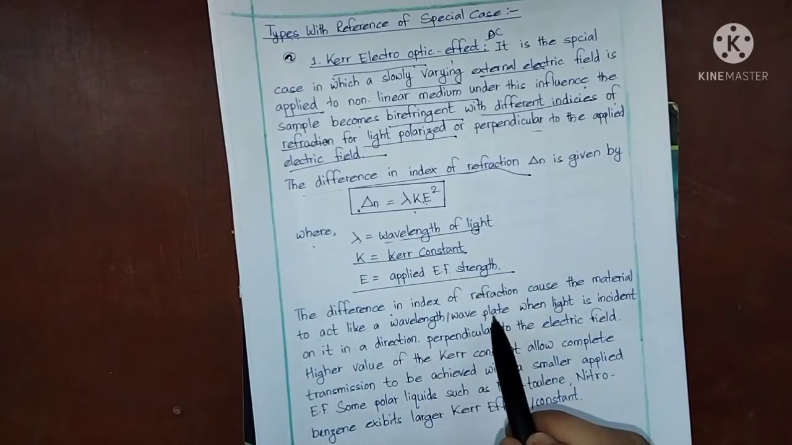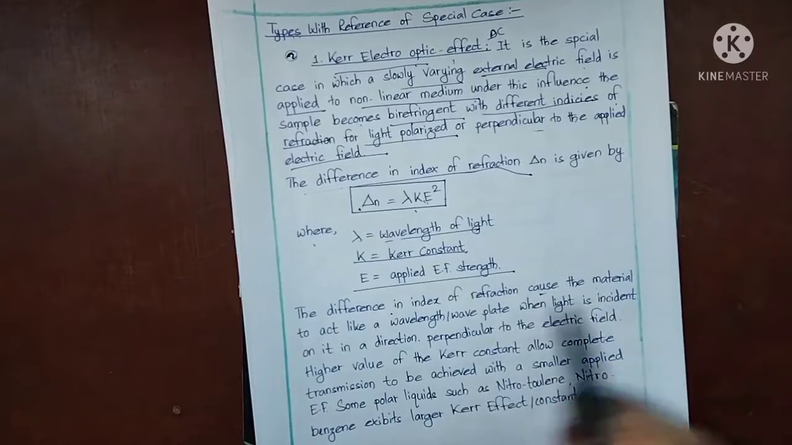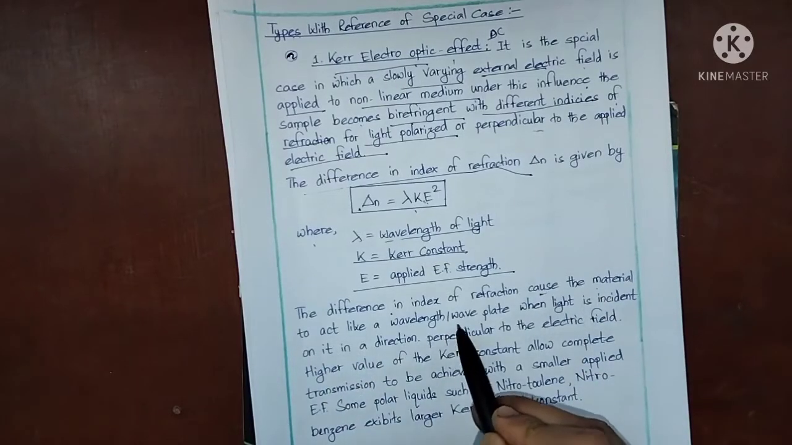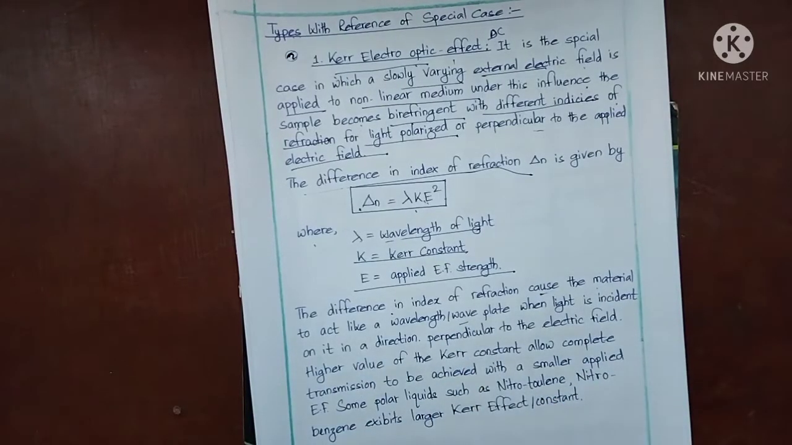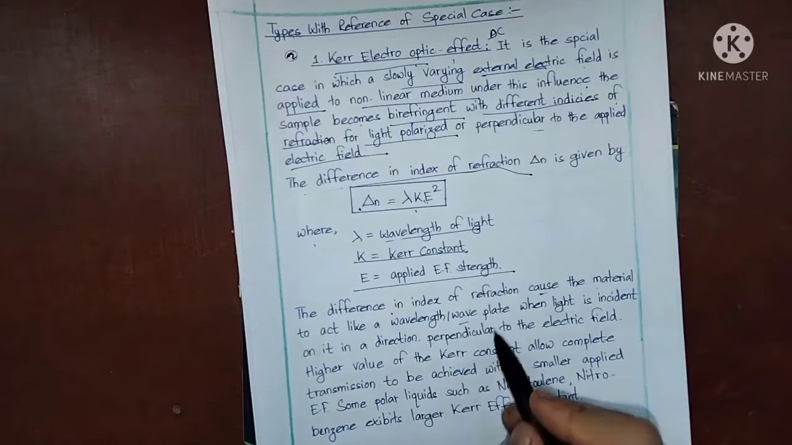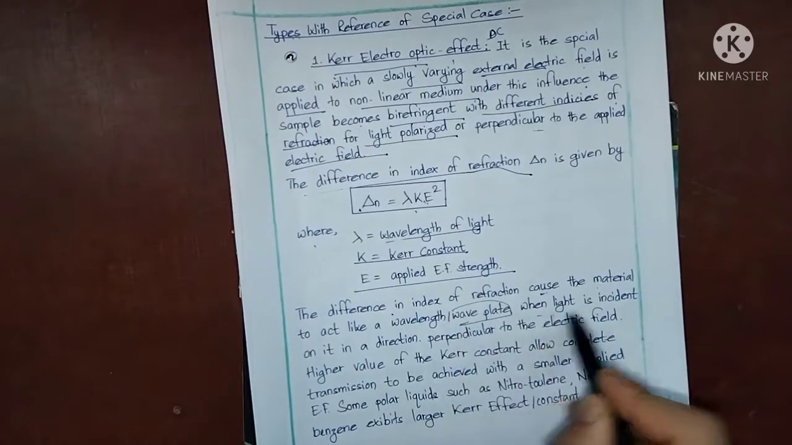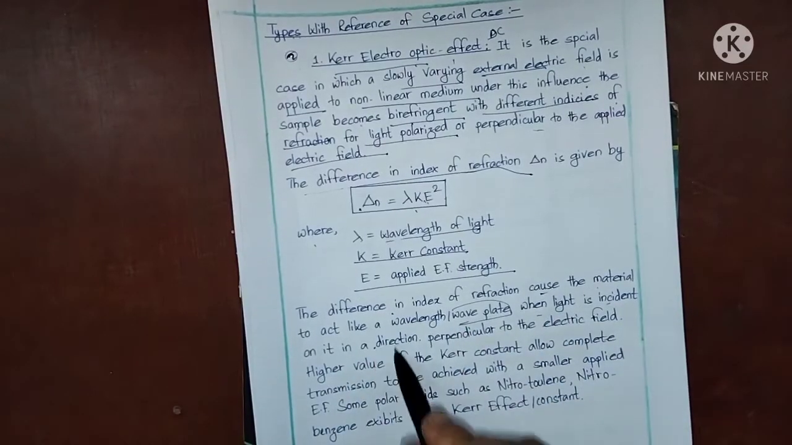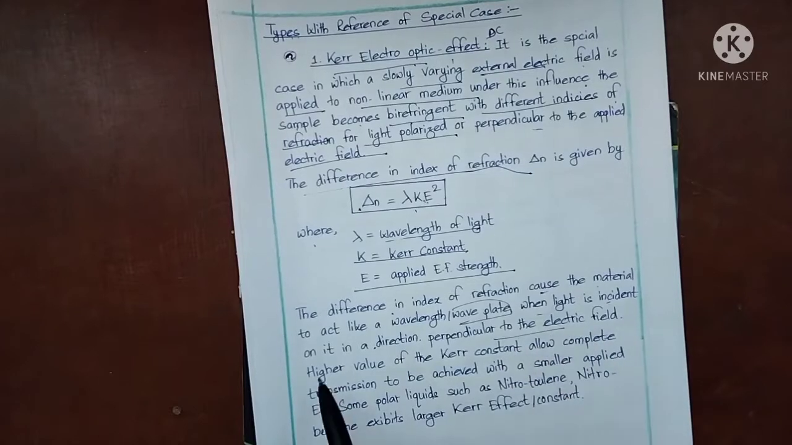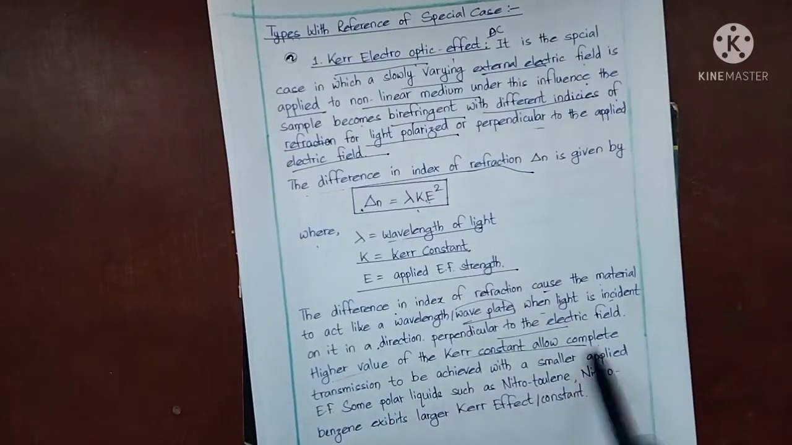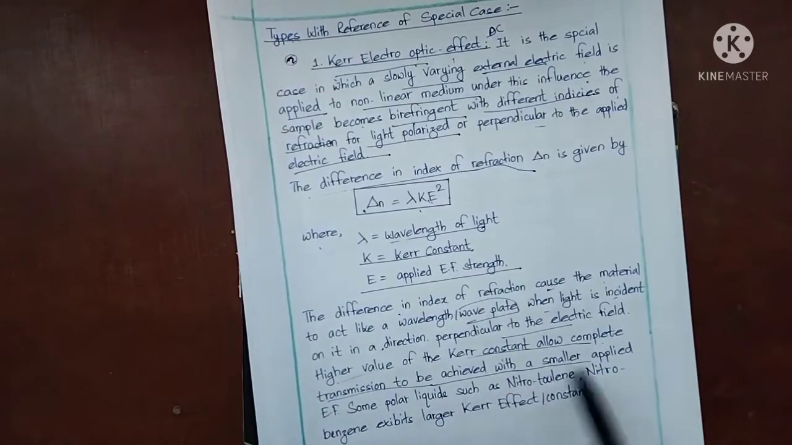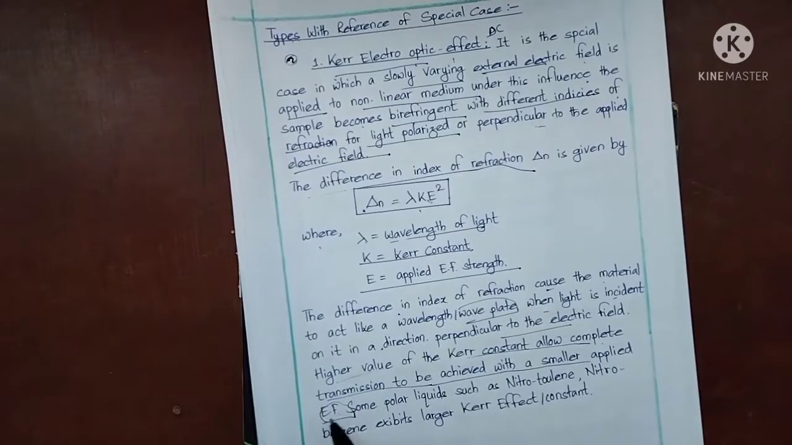The difference in index of refraction, that means the change in refractive index, causes the material to act like a wave plate. A wave plate is an optical device that alters the polarization state of a light wave traveling through it. The material behaves like a wave plate when light is incident on it in a direction perpendicular to the electric field.